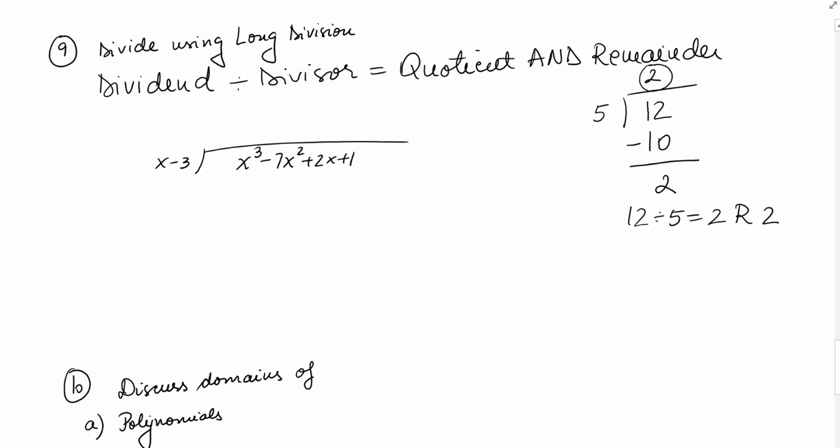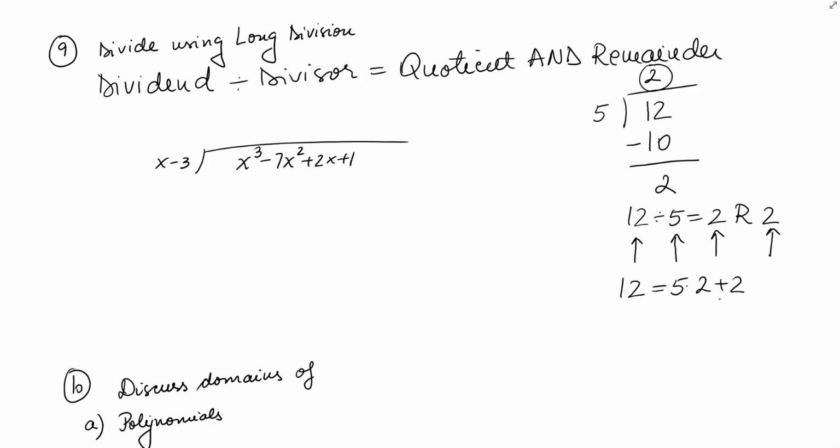Or we could write it where this is called the dividend, this is called the divisor, this is called the quotient, and this is called the remainder. So we could write 12 equals 5 times 2 plus 2. So this is just from grade school. Now let's try to do this using polynomials.